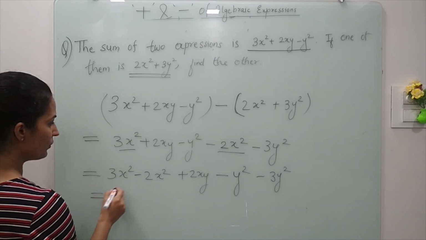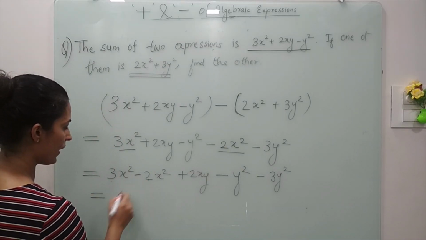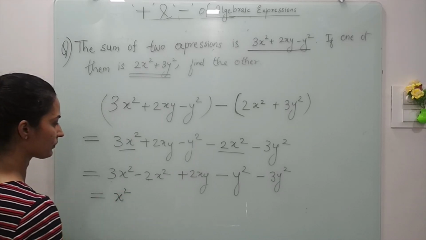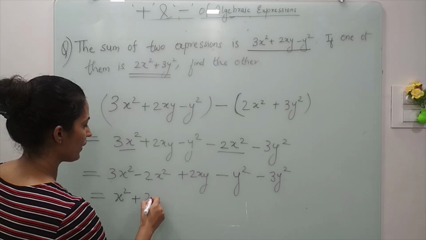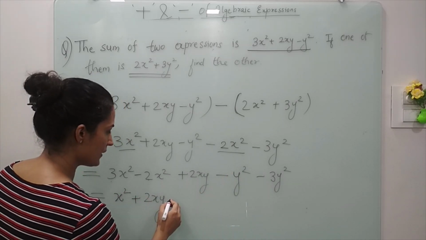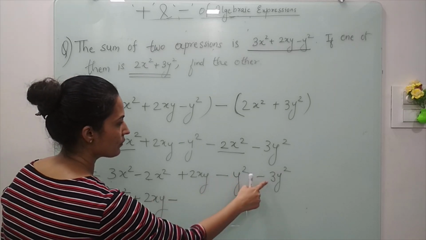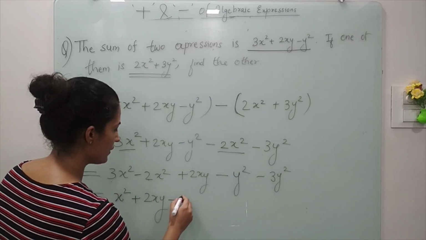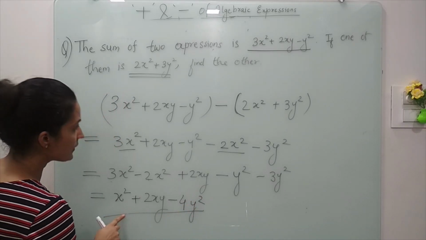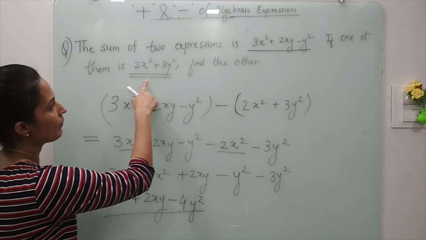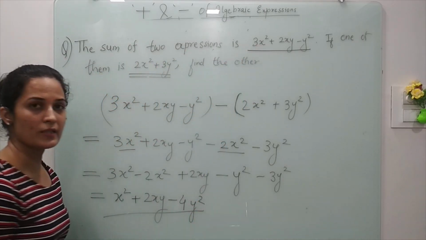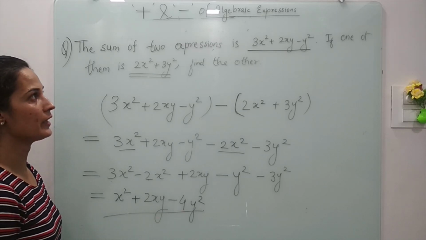So this is equal to 3 minus 2 is 1x square. So I don't need to write 1, I can simply write it as x square. Plus 2xy. Then minus, again the sign will be minus, but the numbers will be added. Here it is 1, 1 plus 3 is 4, 4y square. So this is the second term. If I add this term to this term, then my answer will be this, because the sum of two expressions is this. So this is how we do the addition and subtraction in algebra.